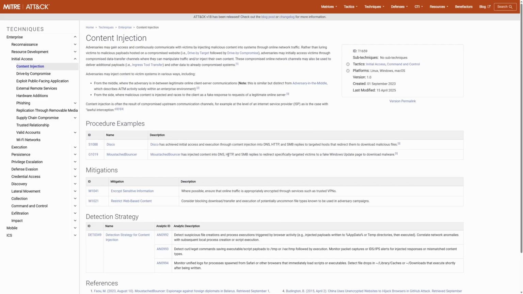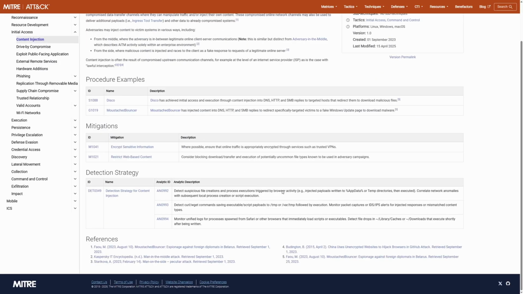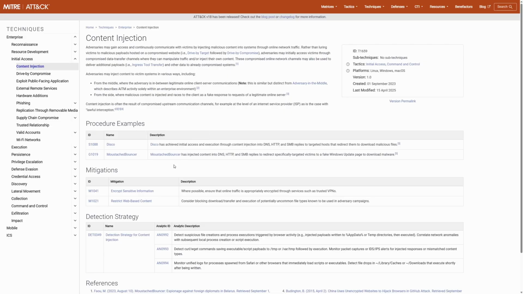We have mitigations which would help with that, and a lot of the times you can prevent this with the mitigations. Where possible, ensure that online traffic is appropriately encrypted through services such as trusted VPNs. Consider blocking download, transfer, and execution of potentially uncommon file types known to be used in adversary campaigns.